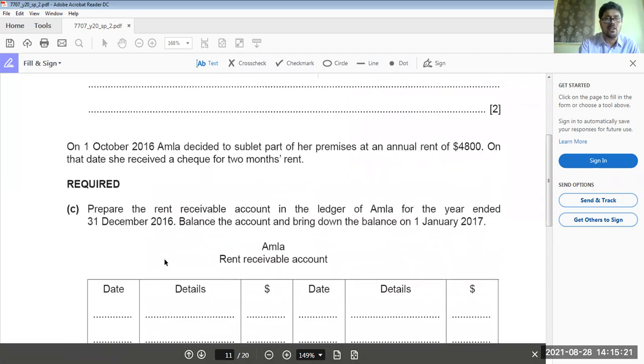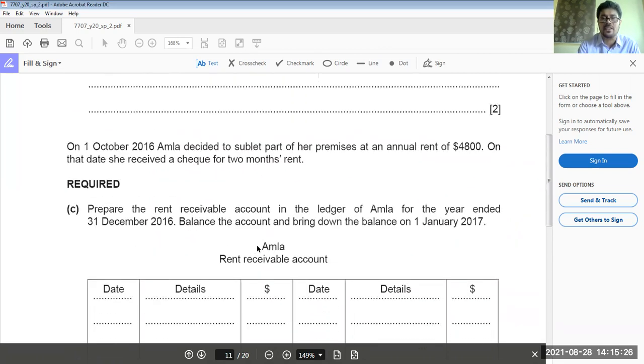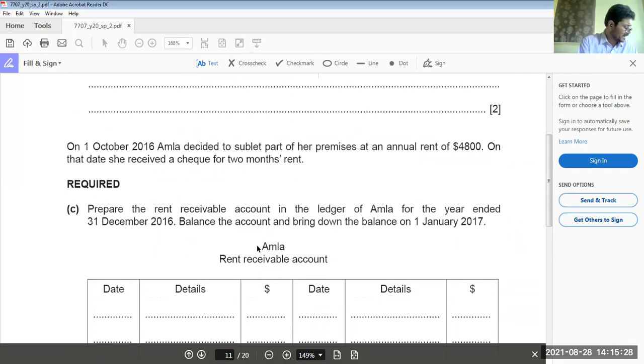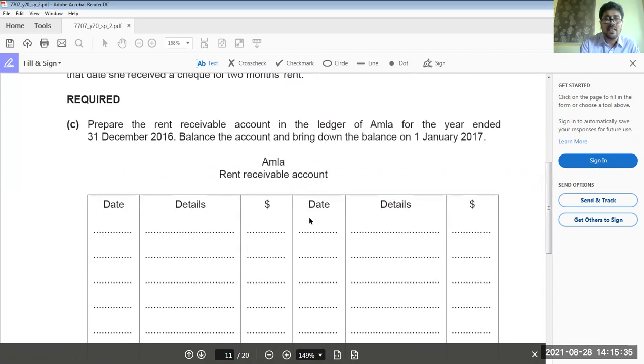Okay. Now, on 1st October 2016, Amla decided to sublet part of the premises at an annual rent of 4,800. On that, she received 2 months rent. Now, 4,800 rent is for 12 months. So she will get 400 rent for a month. And she has received now, 2016, October 1st, 800 for 2 months rent.